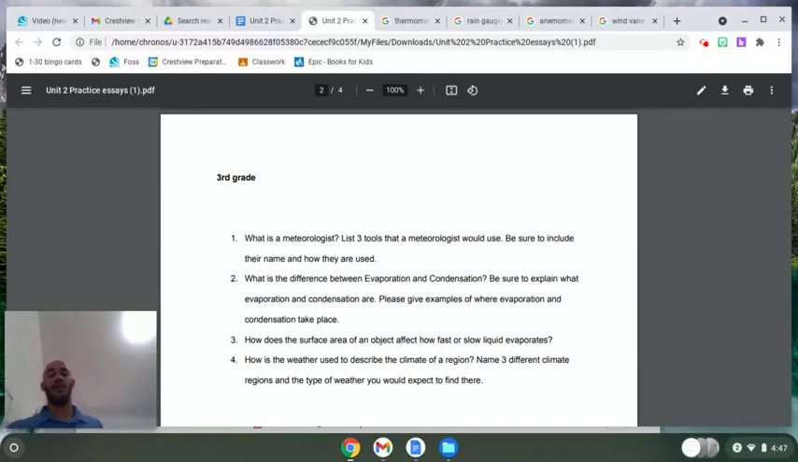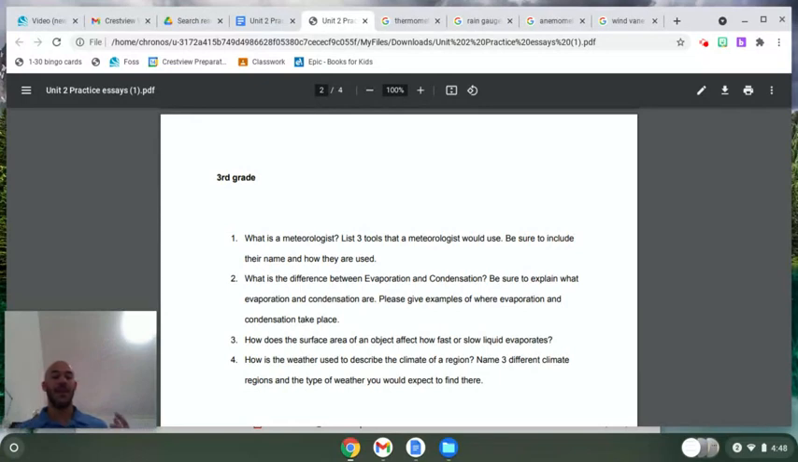Question number 4: how is the weather used to describe the climate of a region? Name 3 different climate types, regions, and the type of weather you would expect to find there. So we have to understand what weather is first, right? Because there is a difference between weather and climate, and we really need to understand that.